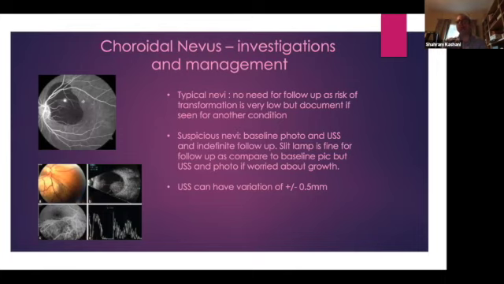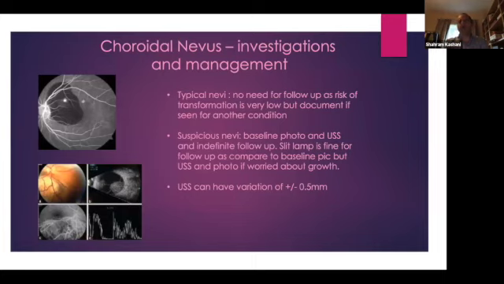However, if the patient is, say, a glaucoma patient or has some other medical or ophthalmic problem, then we will probably just picture it on a yearly basis to make sure and document that it's not growing. Anything suspicious will need to be followed up by us indefinitely.